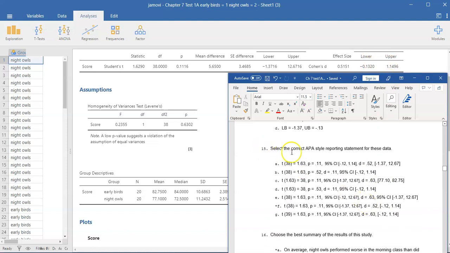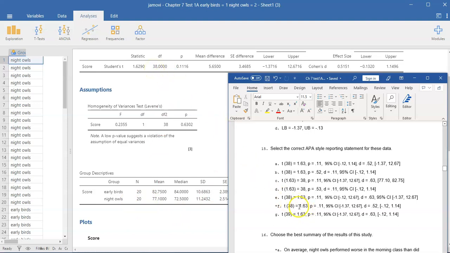Okay, and now you want to choose all the right numbers and put them into the right format. Here is the correct answer. So why are these all the right numbers and why are they where they are? A common mistake is people want to put the actual obtained t value in the parentheses. You don't want to do that. What goes in the parentheses is the degrees of freedom, which is right here. It's the number of participants you have in the study minus 2. There's 20 people in each group, so it's going to be 38. So that's why it goes there.